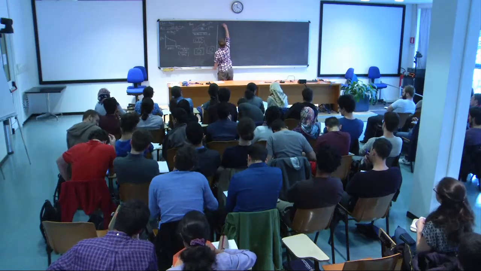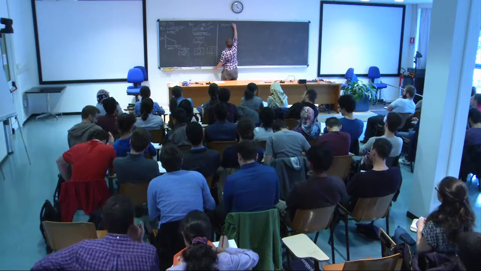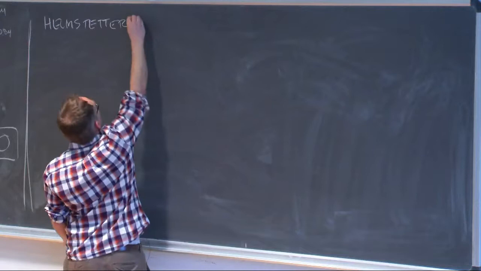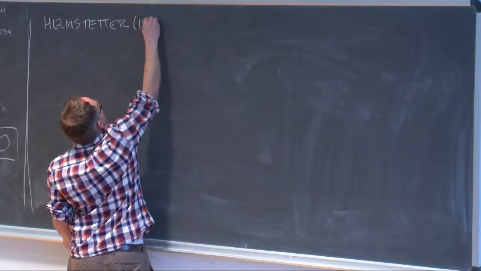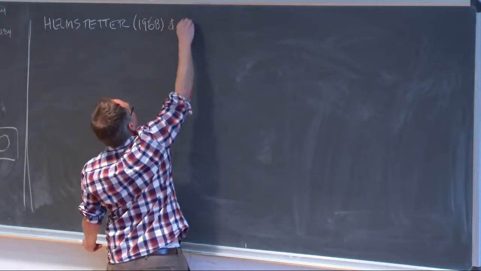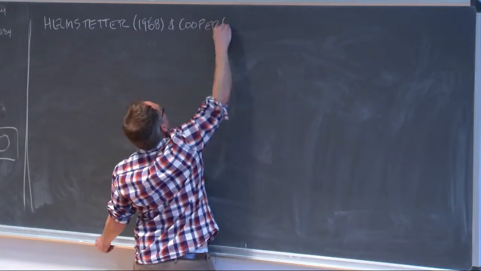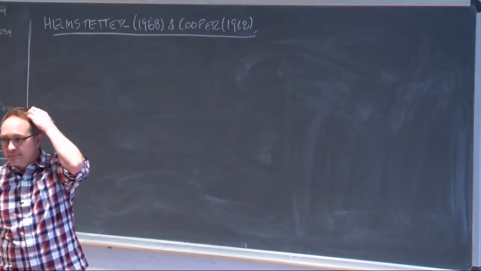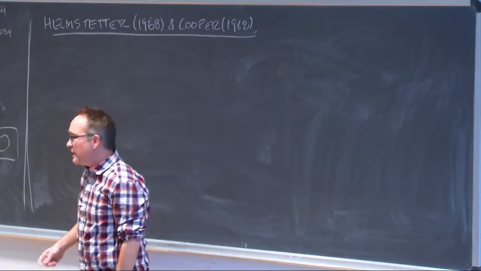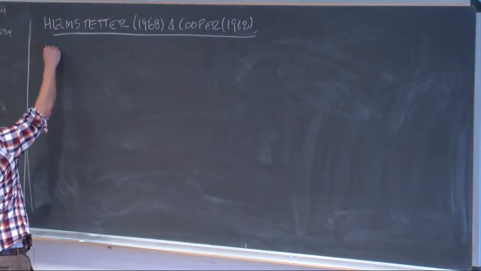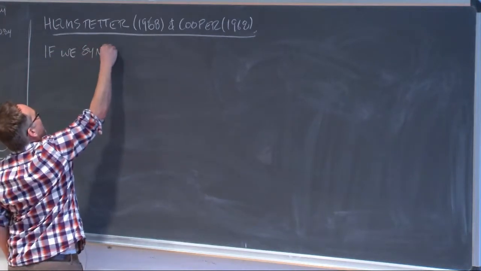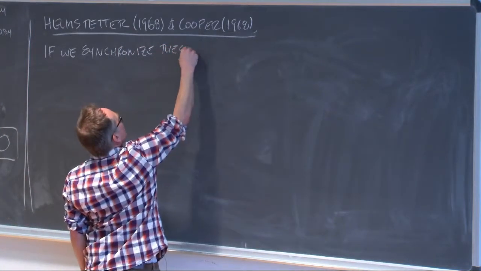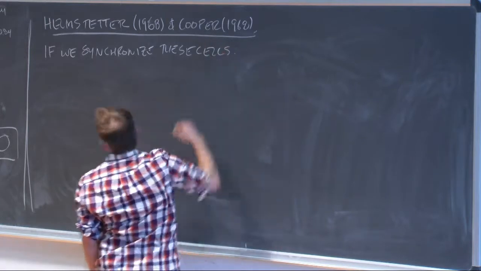But this is Helmstetter, and then Cooper as well, although Helmstetter is the originator of the experiment that I'm about to talk about. This is Helmstetter, 1968. And Cooper as well, who was his co-pilot. All right, and so the idea is if we could synchronize these cells, then what would we do?